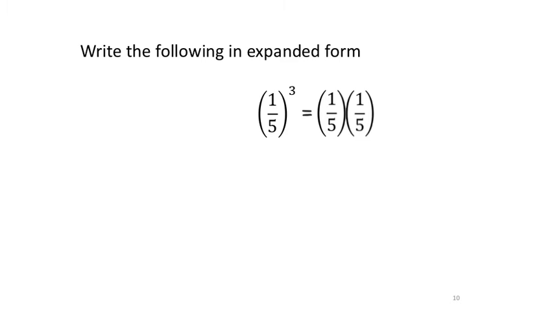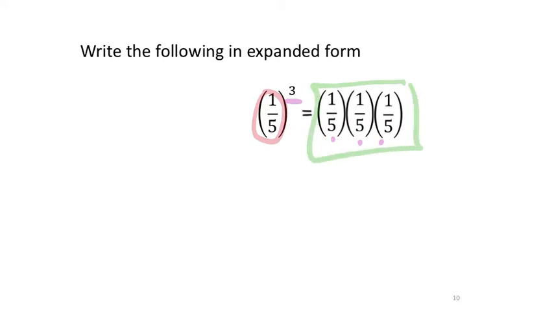1, 2, and 1 more. There we go, 1, 2, 3 of them. So once again, we have our base on this one, the 1/5, and there's 3 of them. Okay, so how many did we get? 1, 2, 3. There's our answer.